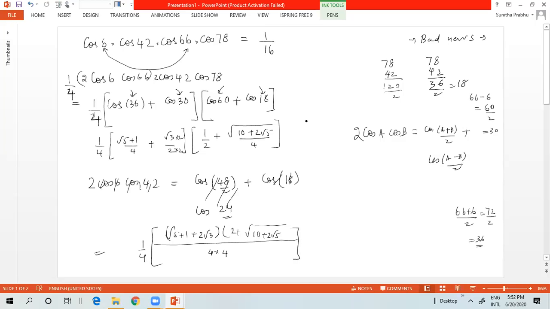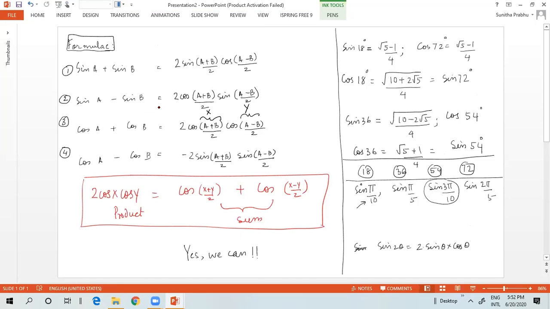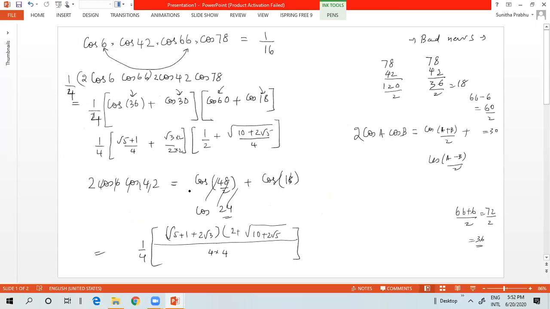In the starting, 1 by 4 into... So where you've written cos 36 plus cos 30, shouldn't it be cos 72 and cos 60? Because you'll not divide by 2 now, right? No, because it doesn't become 6 and 66. I didn't understand.